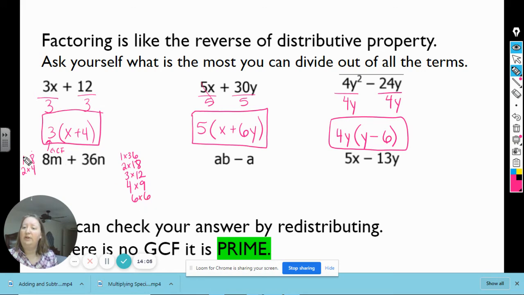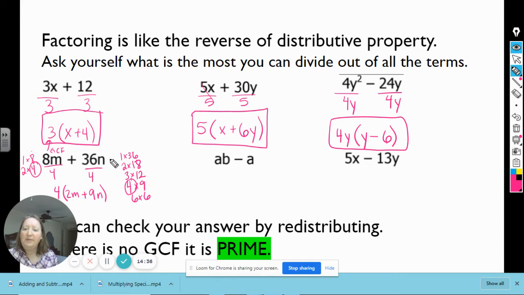Okay, so then look at this list of numbers and this list of numbers, and what is the largest number they both have? So the largest number they both have is 4. So that's what we can divide out. Can't divide out any variables because they don't have anything in common. So 4 on the outside, and that leaves me with 2m plus 9n.